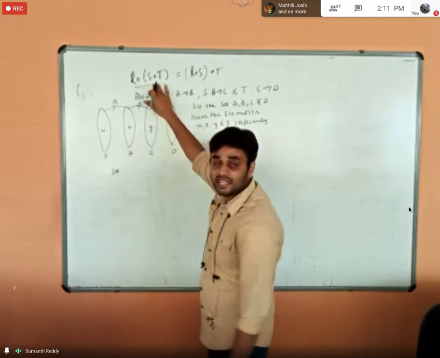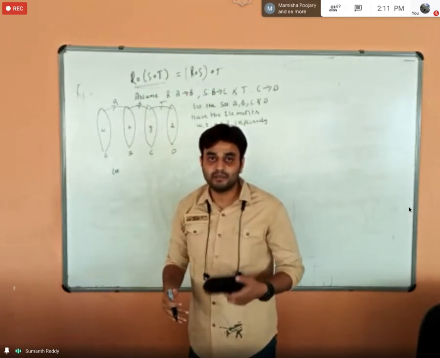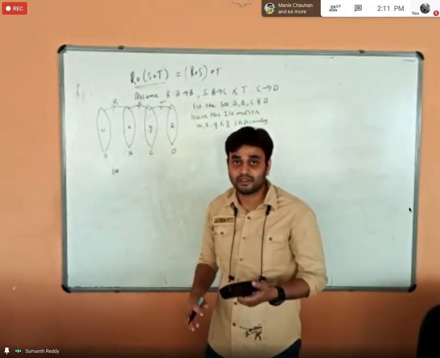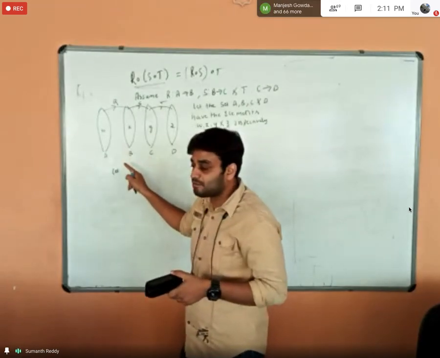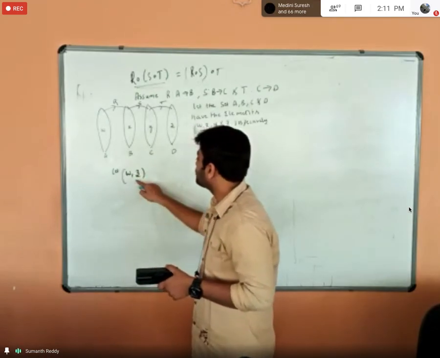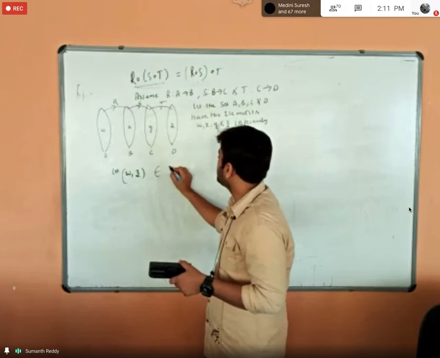So in order to prove this LHS is equal to RHS, I will take some, so here I cannot say element because it is a relation. For a relation, always you have to consider an ordered pair, right? So here I will just consider some ordered pair like W comma Z, right? So I have assumed the ordered pair W comma Z belongs to LHS. What is the LHS?